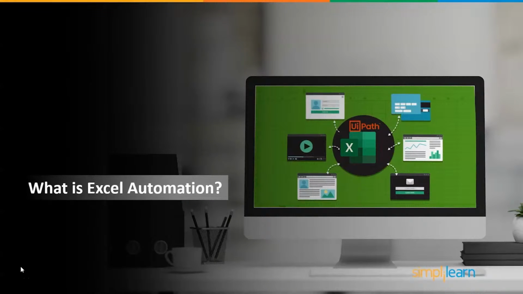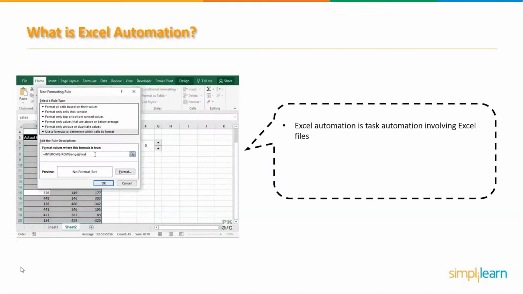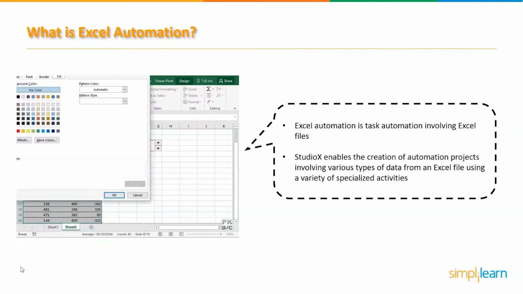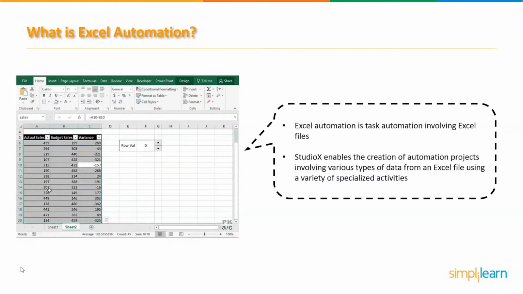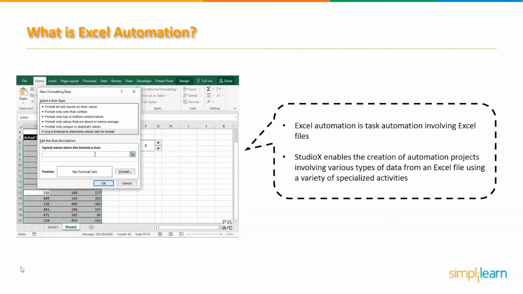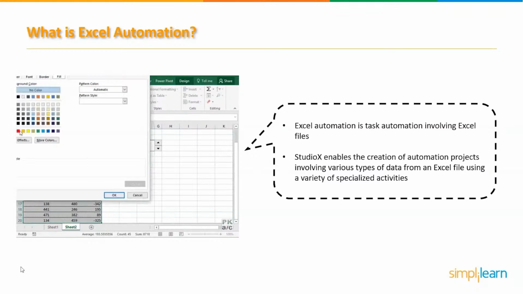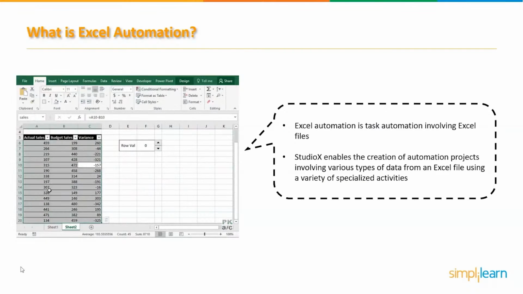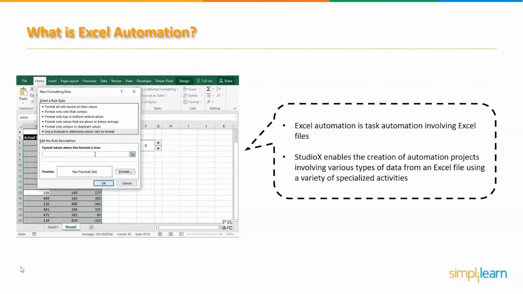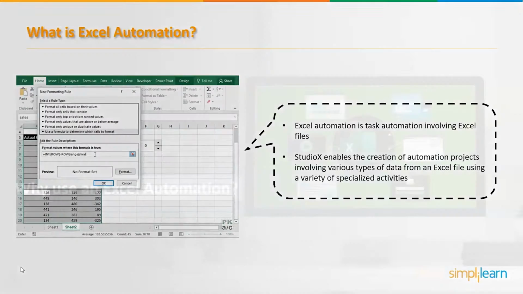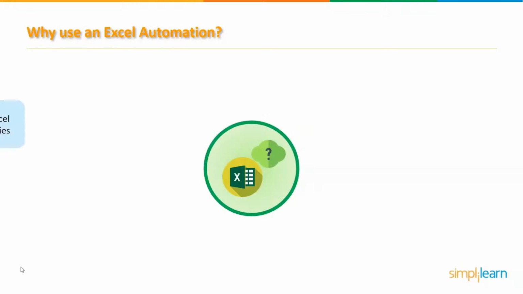What is Excel automation? Excel automation is a task automation involving Excel files. Studio X enables the creation of automation projects involving various types of data from an Excel file using various specialized activities. To create an Excel automation, we must use an Excel file resource when creating a new project that includes Excel. An Excel file must be specified within it so that all of the subsequent actions can access the data contained within that file.